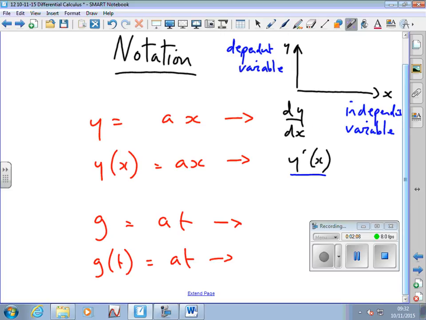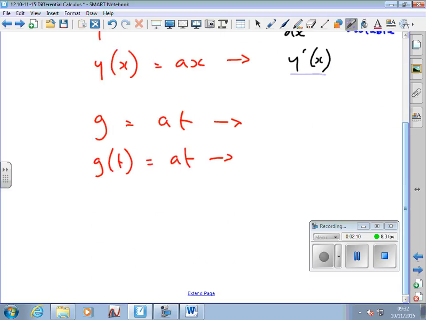So similarly, I don't have to use y and x. It could be, how does g vary with t? I can use any letter I want. And so now I'd write the differential as the differential of g with respect to t, saying that g is the dependent variable and t is the independent variable. The independent variable is always the one underneath. If I'm using this notation g of t equals at, then I would just use g prime t.